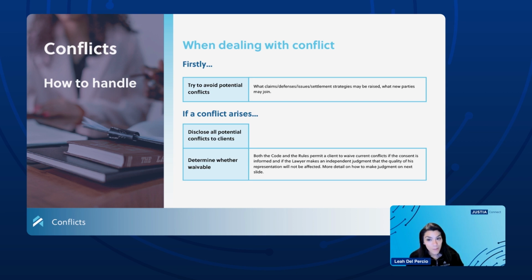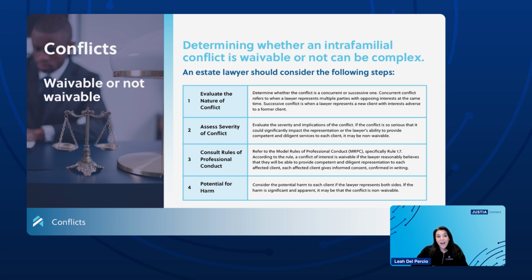You're probably going to want to determine whether they're waivable or not first, then make the disclosure. And then again, both the code and the rules permit a client to waive current conflicts if the consent is, again, magic word, informed, and that lawyer makes an independent judgment that the quality of his or her representation won't be affected. So more detail on how to make that independent judgment on my next slide.